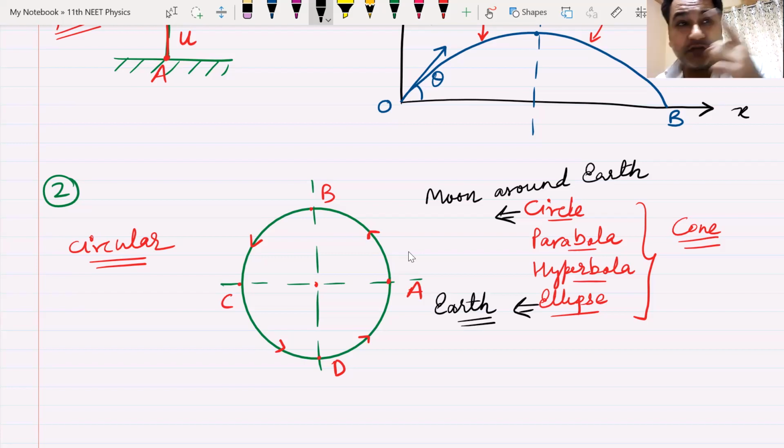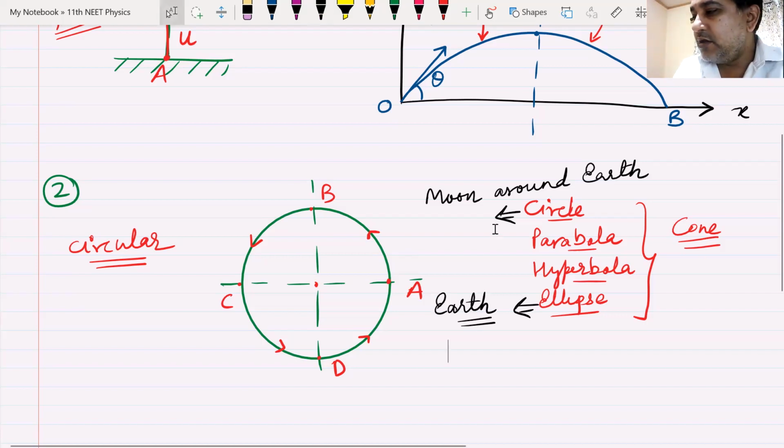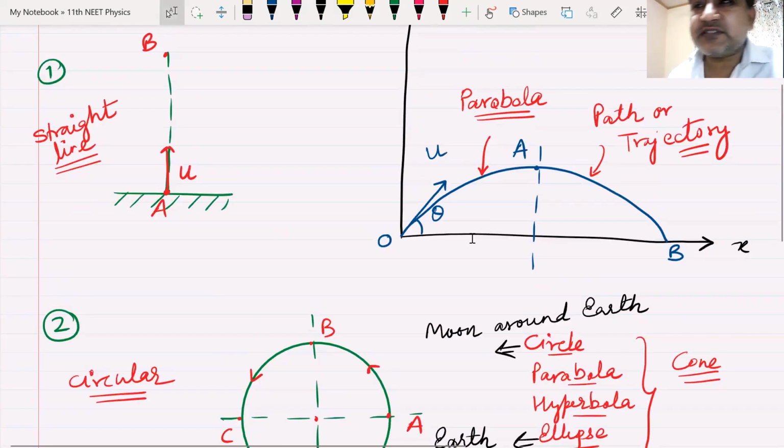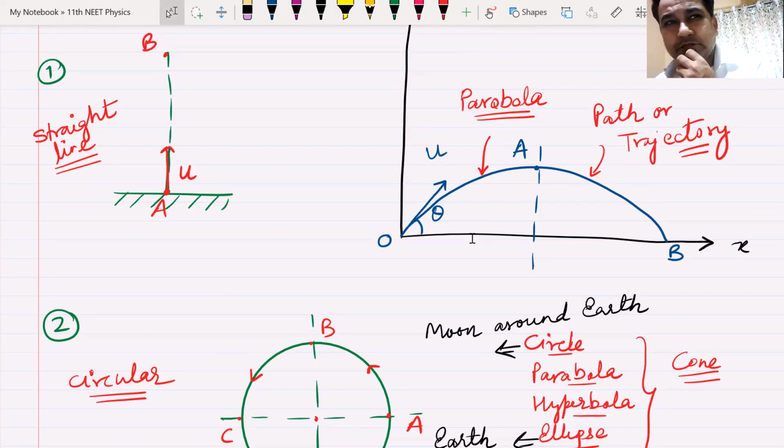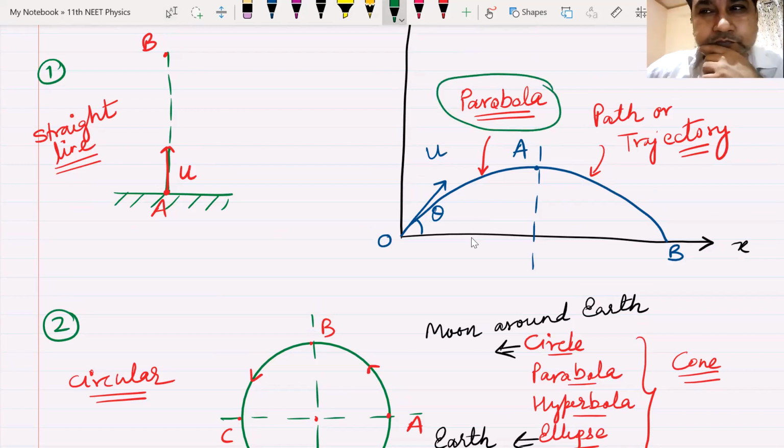So Moon moves around Earth in circular. Earth moves around Sun in elliptical. And if you throw something from Earth in the form of a projectile, under the condition that we discussed, what type of path does it follow? It follows, yes, beta, a parabolic path. And that is what we are going to discuss in today's class.